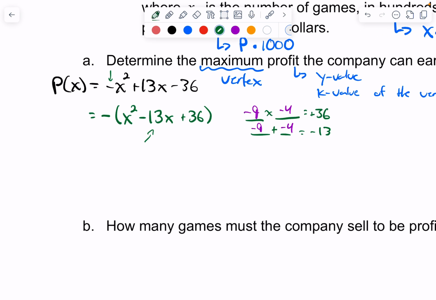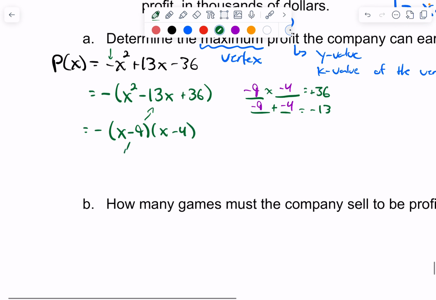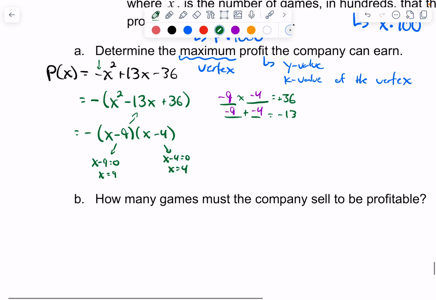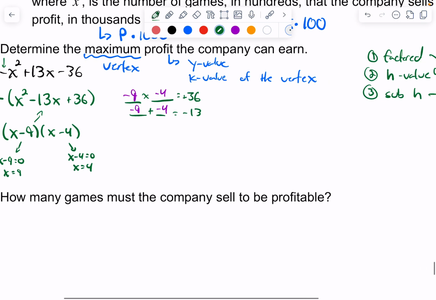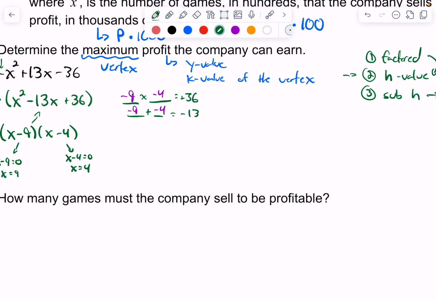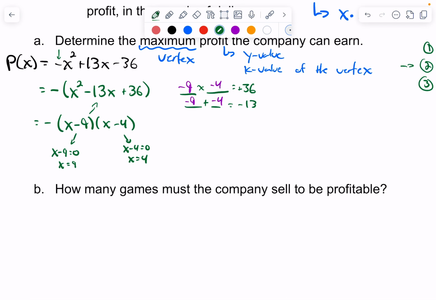So factoring this, because it's simple, you can just rewrite your factors. So that'd be x minus 9, x minus 4. Okay, so that means you have your two zeros here, when x minus 9 equals 0, or when x is 9. And then you have your other one, x minus 4, when that is 0. So that would be at 4. So remember, big picture, why did we find those? Because we need to find the h value.